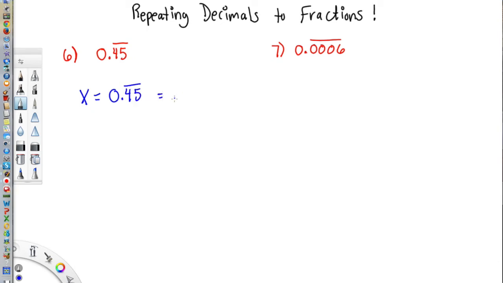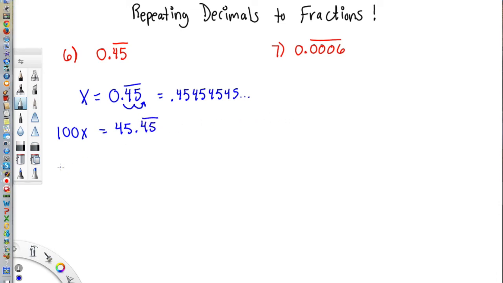That simply means that it's 0.45, 45, 45, 45, and that just keeps on repeating, going on forever and ever. It's a repeating decimal, it doesn't have an end. Okay, well let's count over. We know that if we wanted to get rid of the repeating part, or at least get past that, we would have to move the decimal point 2 places over. So if we multiply x by 100, that would now be 45 and 45 hundredths, which is repeating, keeps on going on.